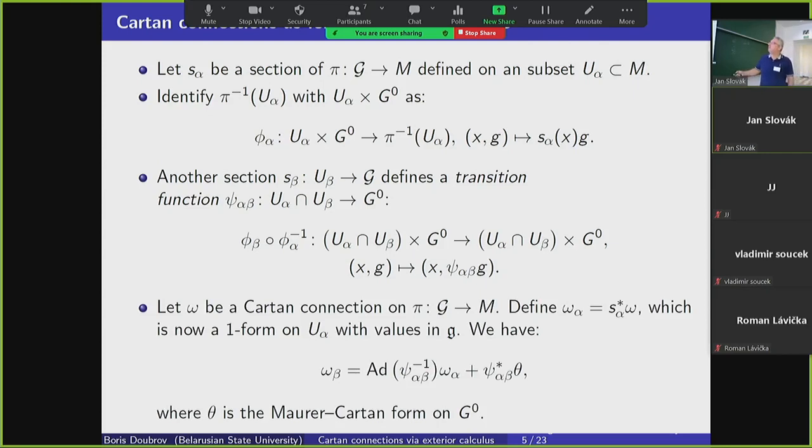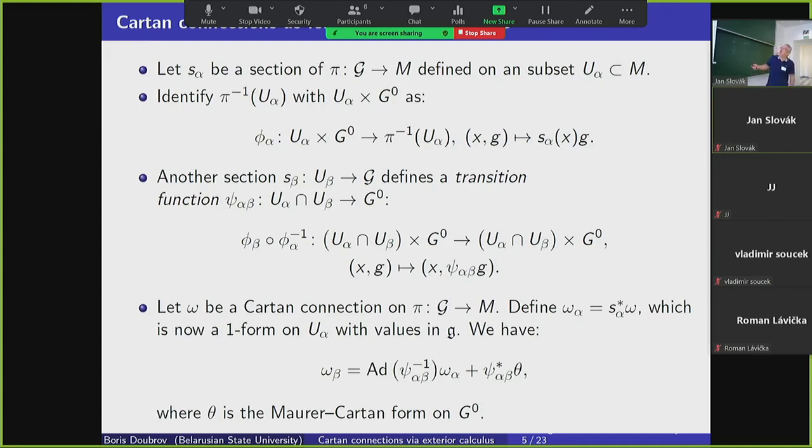Now, actually, one of the ways to define principal bundles is to cover your manifold M by such open neighborhoods U alpha, define sections, trivialize, and then you have these transition functions that satisfy a natural cocycle property, and this is one of the definitions of principal bundles often used in the literature as well.